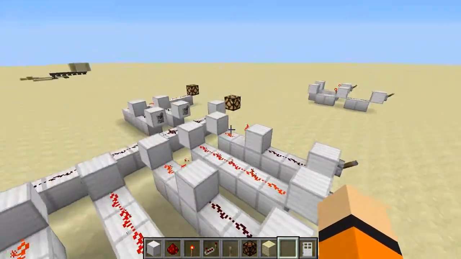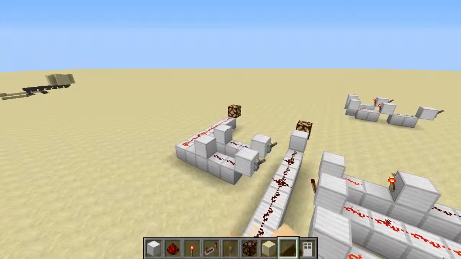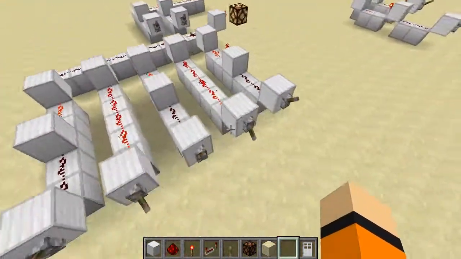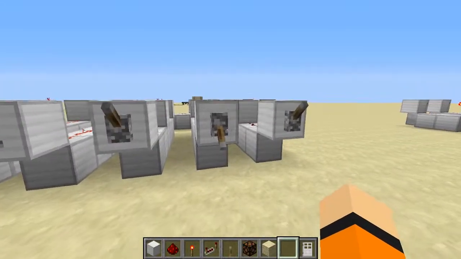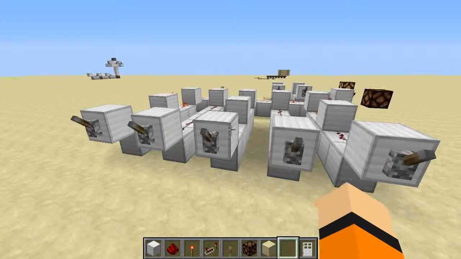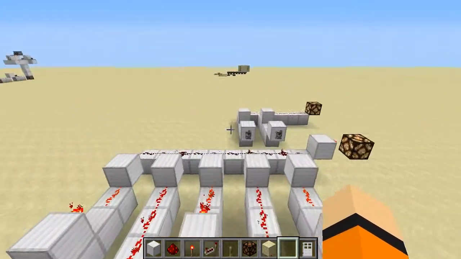So it's essentially doing the opposite to this. This is always on, except when they're powered, and this is always off, except when they're powered. So it's the complete opposite. If you turn both, then they're off. If you flick one, it's still off, and when you flick both, they come back on.